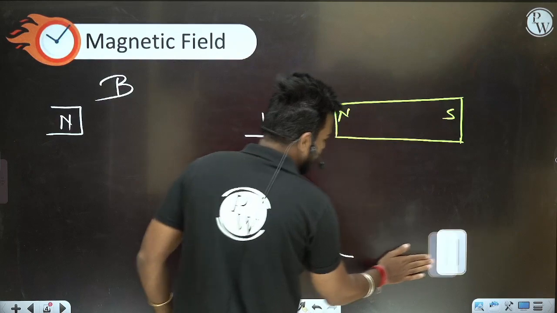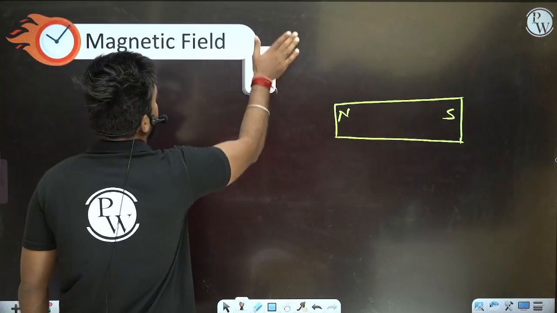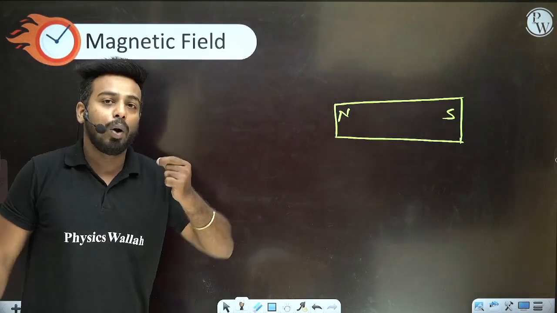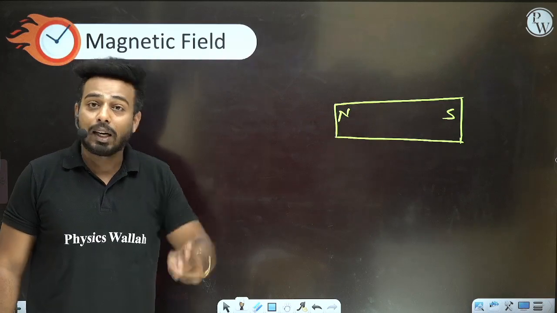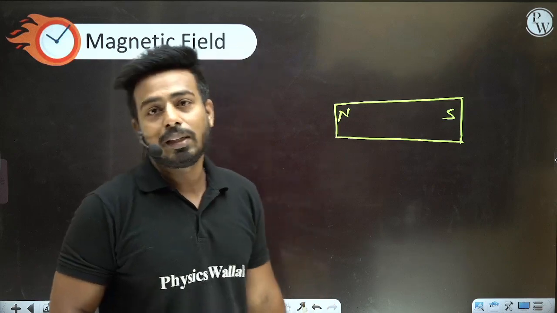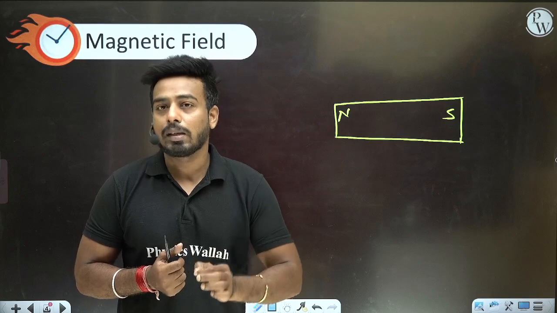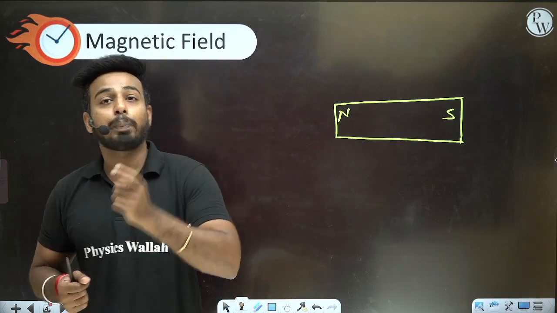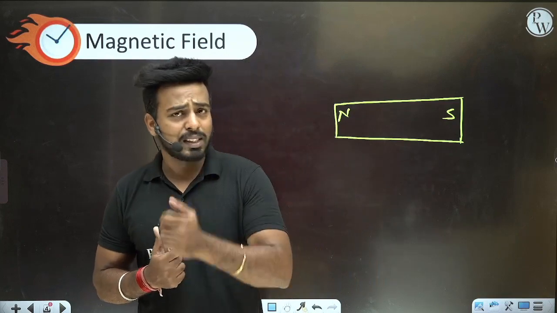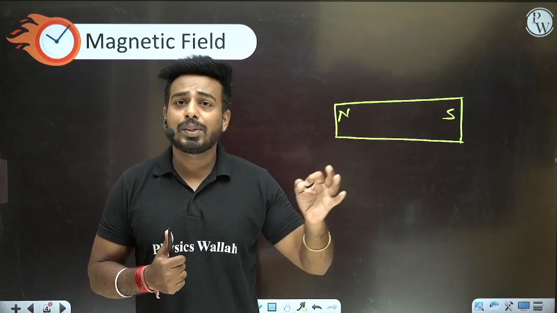What is the direction of the magnetic field? To decide the direction of the magnetic field, and to make the topic stronger, we need to learn something awesome. Before starting that, we just need to learn about a device. What is the name of the device? The name of the device is compass. A compass is a device which is used to detect the presence of a magnetic field.